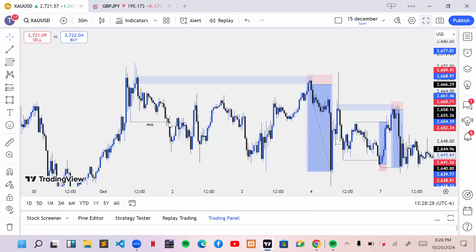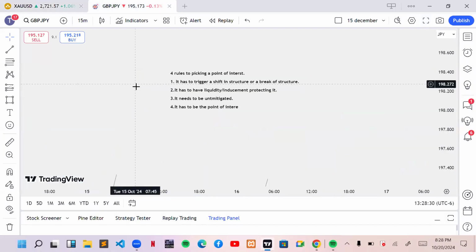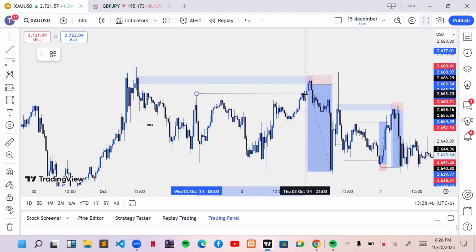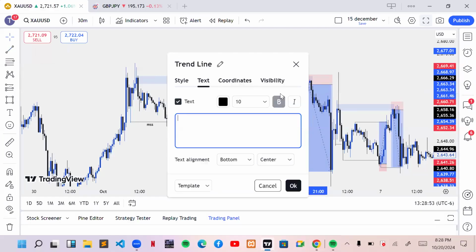MSS. And the second rule says it has to have liquidity or inducement protecting it. Like I said, the inducement is the first valid pullback that the market makes after a shift in market structure or a break of structure. So where is our liquidity? Our liquidity is right here, because it's the pullback that the market makes after a shift in market structure or a break of structure. So this is our inducement.